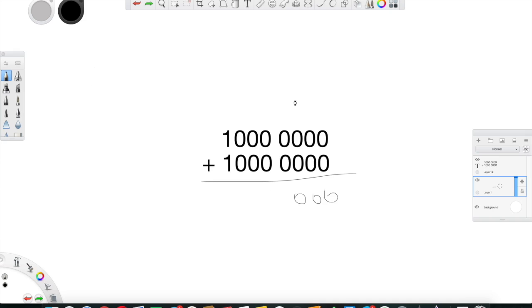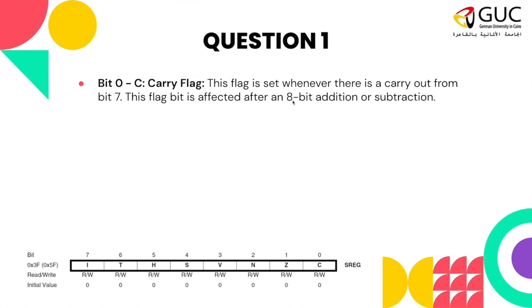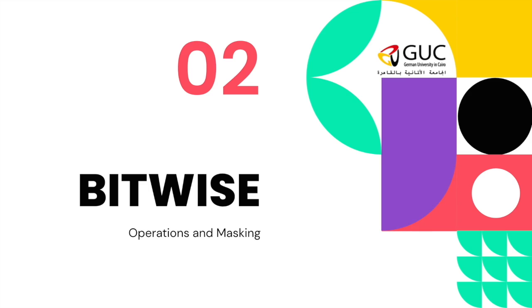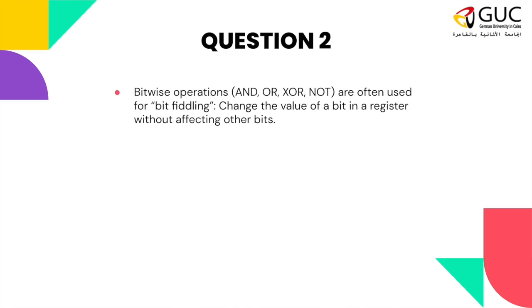Now we are done with our status register and the first part of the tutorial, which tackled the AVR Instruction Set Architecture. Let's move on to the second part of the tutorial, which tackles the bitwise operations and bit masking. So, bitwise operations like the AND, the OR, the XOR, and the NOT are often used for bit fiddling. And bit fiddling is changing the value of a bit in a register without affecting the other bits. So if I want to isolate a certain bit from the rest of the bits, I use bit fiddling techniques or bit masking techniques, which use bitwise operations.